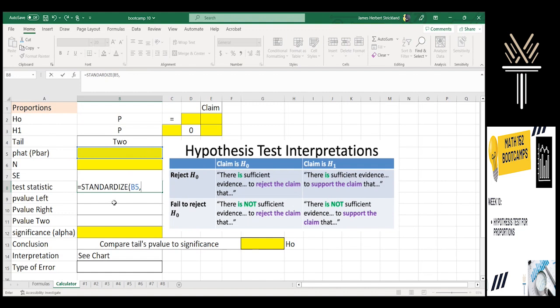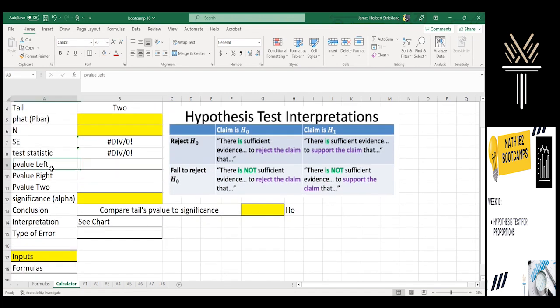The mean is the assumed center, and that's our null hypothesis. And because this is a sample, we know we need to use standard error and not standard deviation. And so that's B7. So B5 was my p hat. B2 was my null hypothesis. B7 is standard error. Always your observed, your center, and how much error we would expect or deviation. And that will get you a z-score.